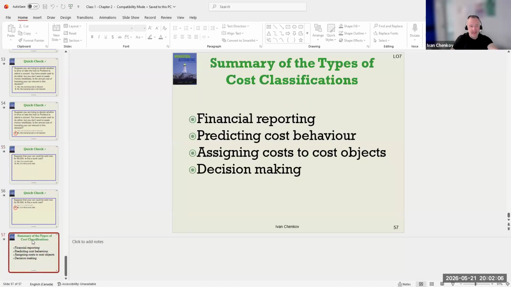We're looking forward. So, a summary of the cost classification. For financial reporting, we have period and product cost. For predicting cost behavior, variable and fixed. For assigning cost to the cost object, direct and indirect. For decision making, we have opportunity cost, differential cost, and sunk cost. And that's where we're stopping with chapter 2. Now we can continue with the next topic.